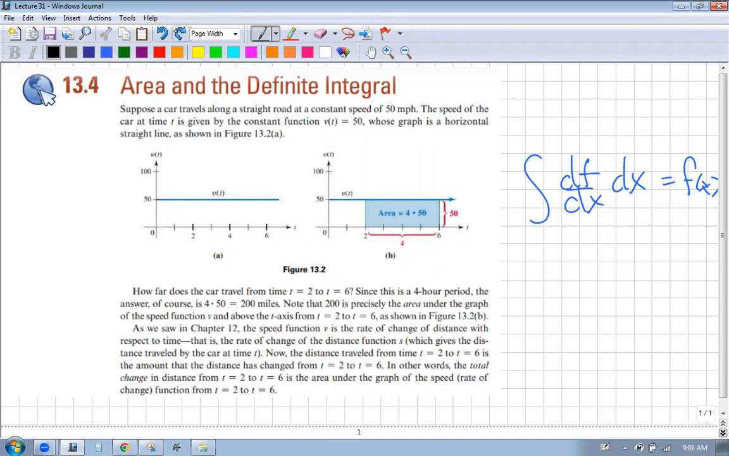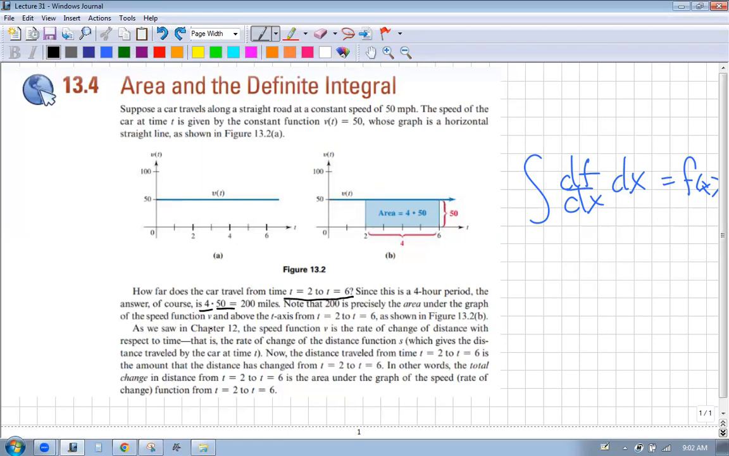So this is a simple case where you're traveling at the exact same speed. You're not accelerating or decelerating, all right? So here is a graph, time, velocity, and if you're always at 50, it's just a constant, okay? How far does the car travel from time 2 to time 6? Well, here's 2 and here's 6 as far as time goes, but this is, excuse me, velocity, right? Since this is a 4-hour period, the answer, of course, is 4 hours times 50 miles per hour is 200 miles. Notice that 200 is exactly the area underneath the curve, okay?